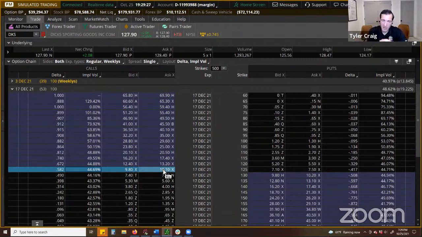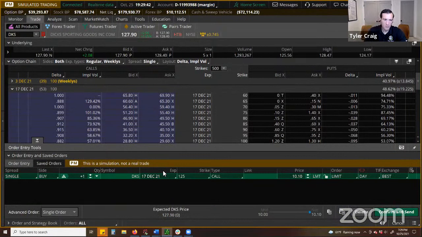The multiplier is 100. It even tells me that right here. That 100 right there is the multiplier. 10 times 100 is $1,000. This call option would cost about $1,000. To bring up a buy order, I would just click on the ask price. Boom, pops open an order, says you want to buy one December 125 call option for, we're going to assume we can get it for 10 bucks.